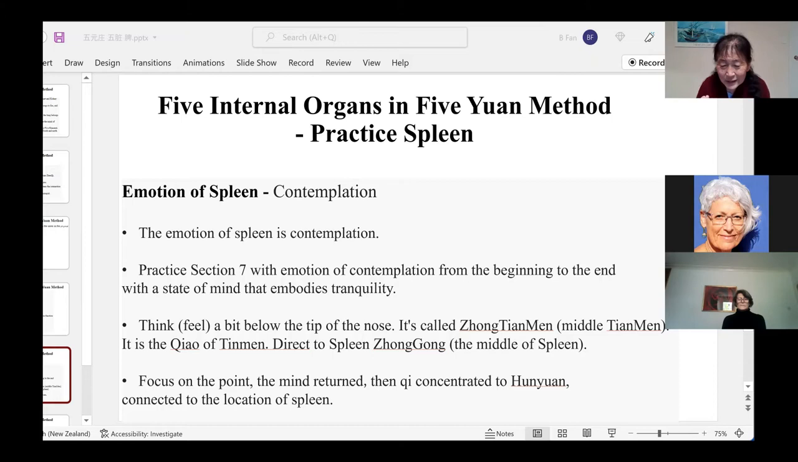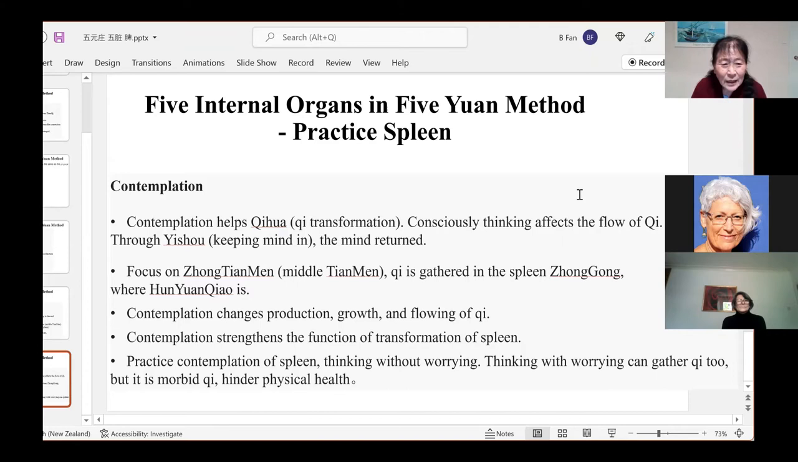improves the spleen. But thinking with worrying, thinking what is this, what is that, doesn't work. You still get qi in, but this qi is a morbid qi, harmful to the body and health. So don't worry, just think, deep thinking, but don't worry and make something bad. Okay, that's for the emotional spleen. And then we talk about contemplation.